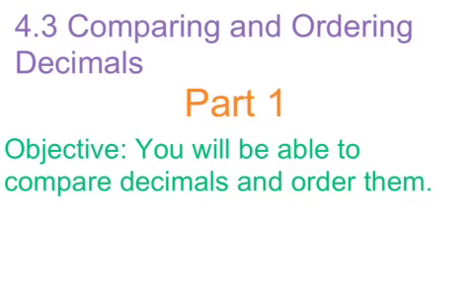Alright, so today's lesson is 4.3, comparing and ordering decimals. This is only part 1 of the lesson, so you'll do one part today and then one part tomorrow. The objective is you'll be able to compare decimals and order them. Today you're just going to be focusing on comparing them in size. Okay, so seeing which one is bigger, which one is smaller.